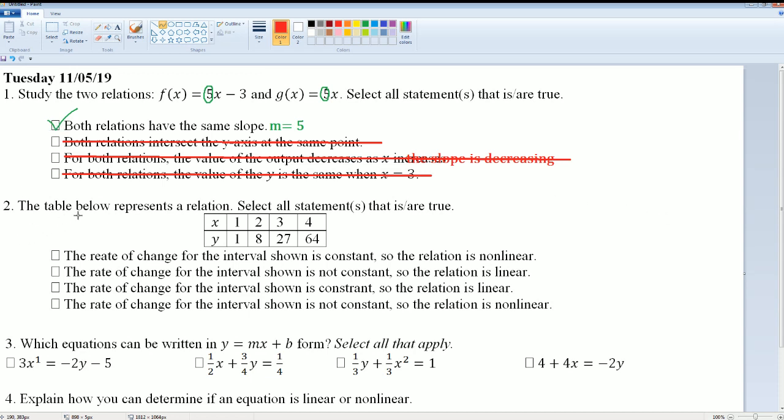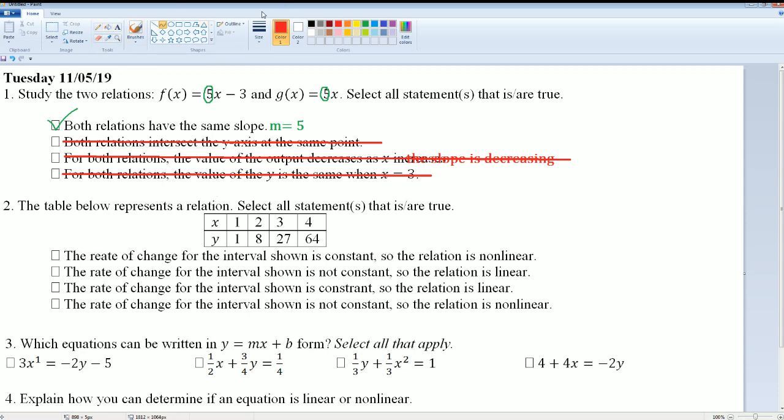Okay, the table below represents a relationship. Select all statements that are true. This should be rate: the rate of change for the interval shown is constant, so the relationship is nonlinear. No, this makes no sense.